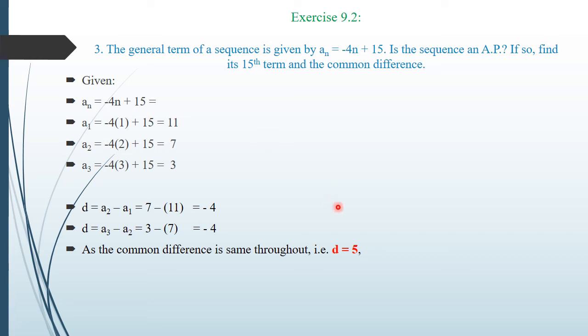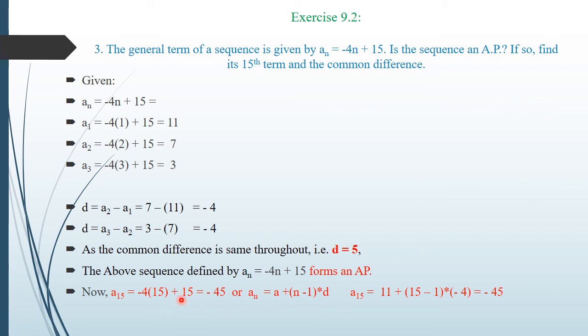Not only this, he has also asked me to calculate the 15th term of this AP. Now I already have the first term, that is a1 is equal to 11, and the common difference d is equal to minus 4. Using these I can find the 15th term, a15. There are two ways by which I can calculate the 15th term. First of all, using this nth term, that is an is equal to minus 4n plus 15, I can directly substitute n as 15 and calculate the 15th term, that is minus 4 into 15 plus 15, which is going to give me minus 60 plus 15, that is nothing but minus 45.